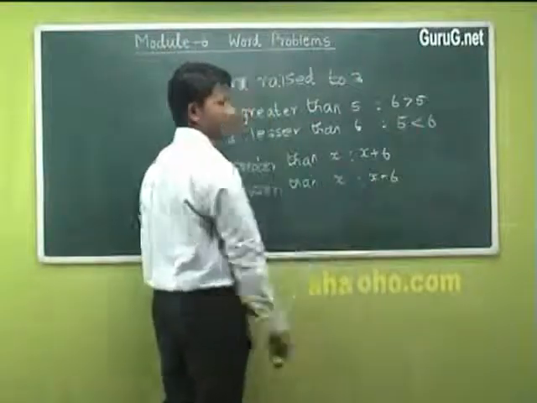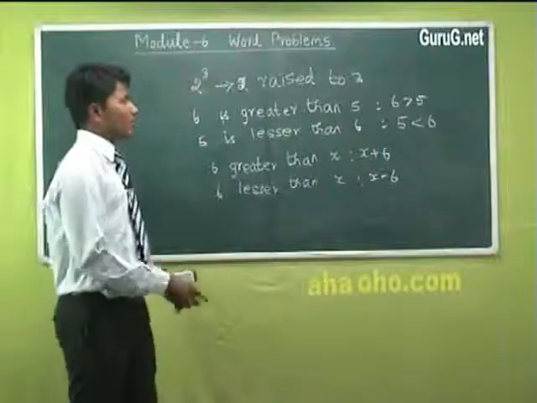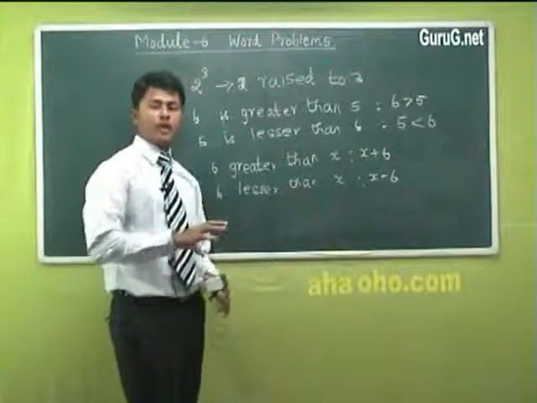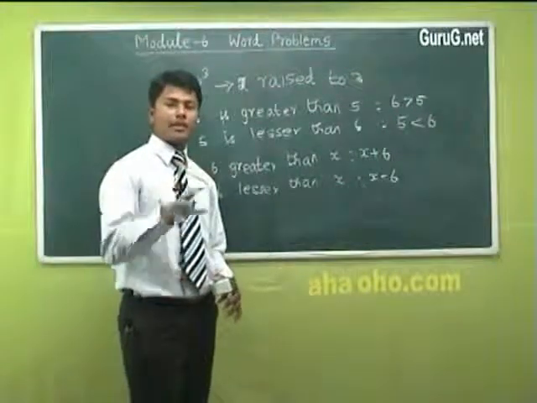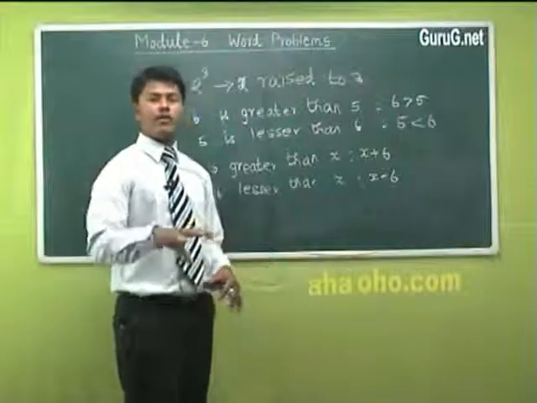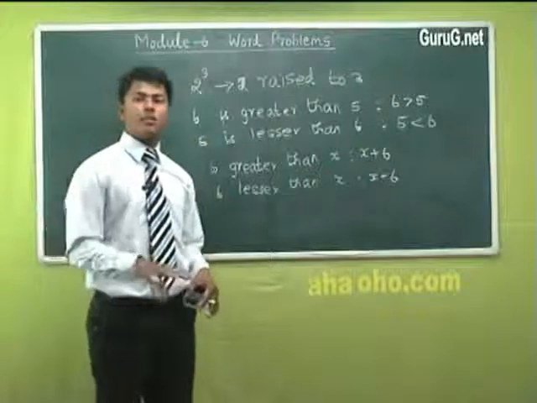Similarly, 6 lesser than x is x minus 6. So these are some of the narrative ways, and by reading these words you must be able to formulate or model the mathematical form. Once you get the mathematical form, from there you can find the unknown quantities and solve the problem.